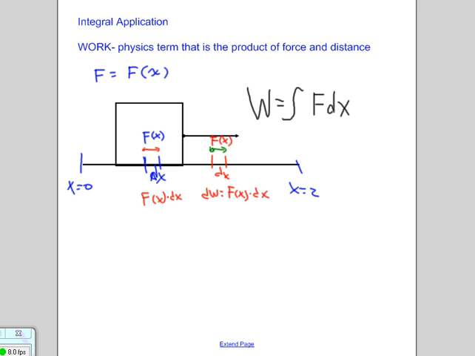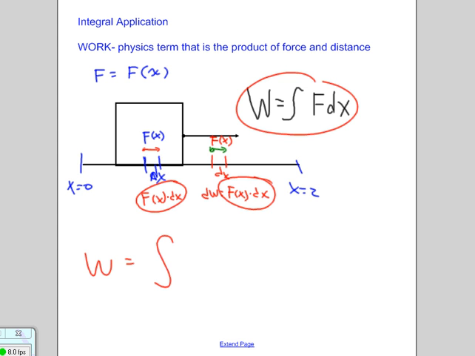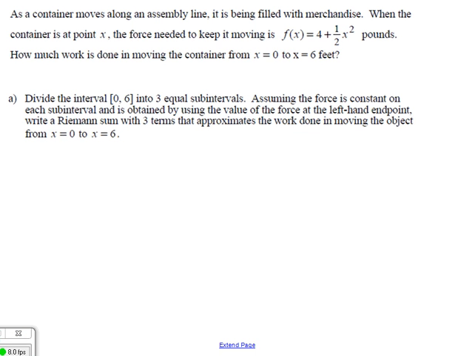Having seen a bunch of definite integral problems, you should be able to make the leap that work is the sum of all of these little dw's. So work equals the integral from point a to b of my force function times that little dx. Let's look at an example.